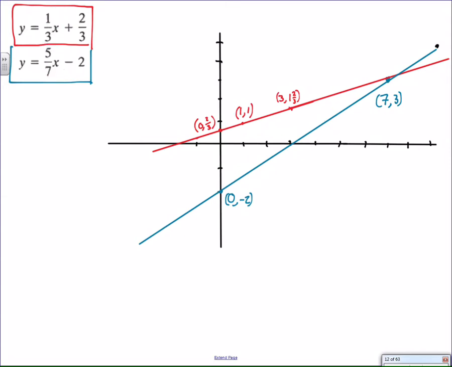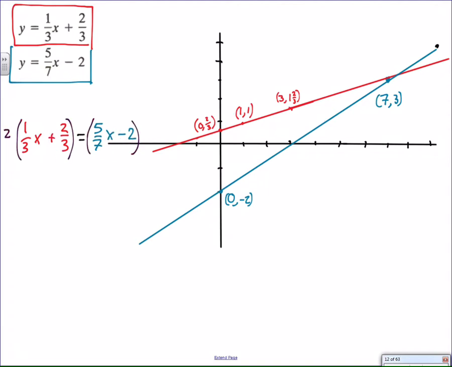So that's your vocab. As for the method, we're simply going to say, well, let's make this y equal to that y. In other words, let's make 1/3 x plus 2/3 equal to 5/7 x minus 2. So that is the first step in solving the system, to set the y's equal to each other, and it creates an equation with just x's in it.